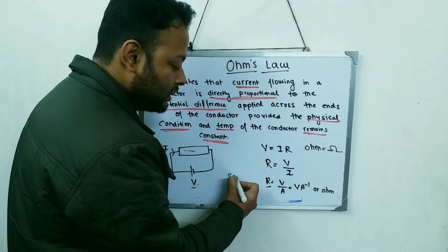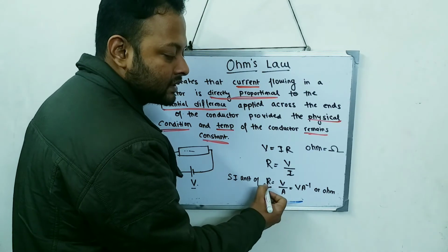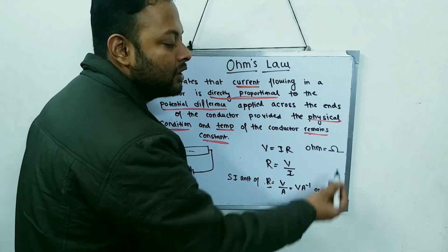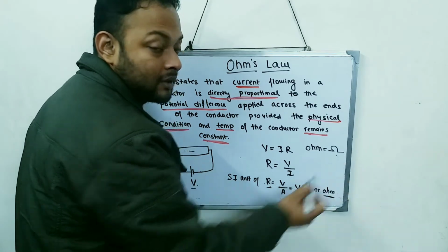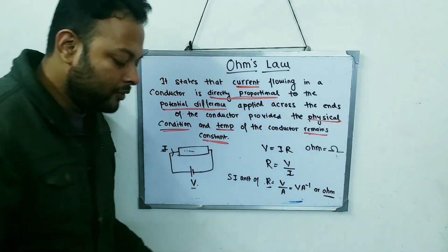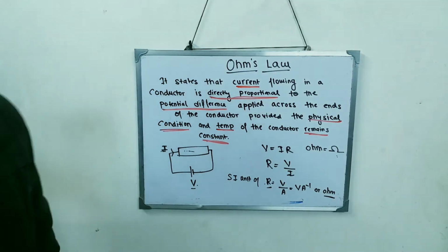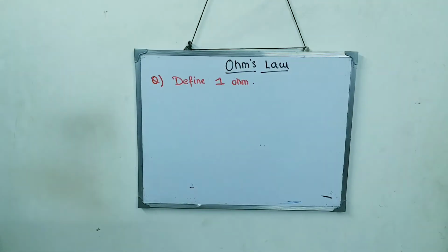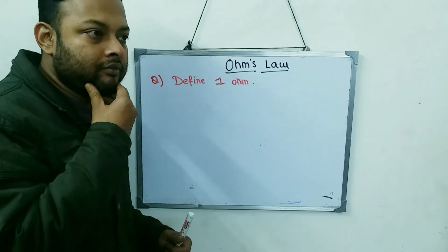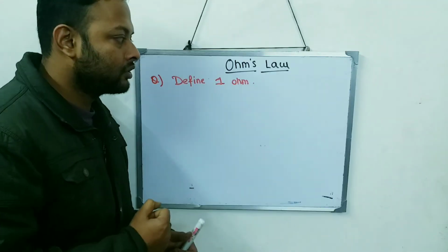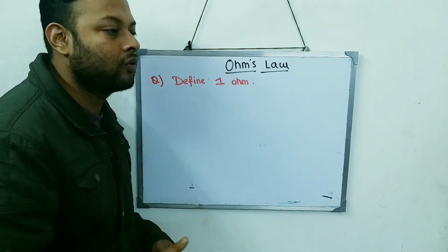So the SI unit of R, resistance, is ohm, and the symbol of ohm is the omega symbol. I hope you understood till this part. Now suppose a question comes, define 1 ohm. How are we going to answer this question? How to define the resistance of 1 ohm?